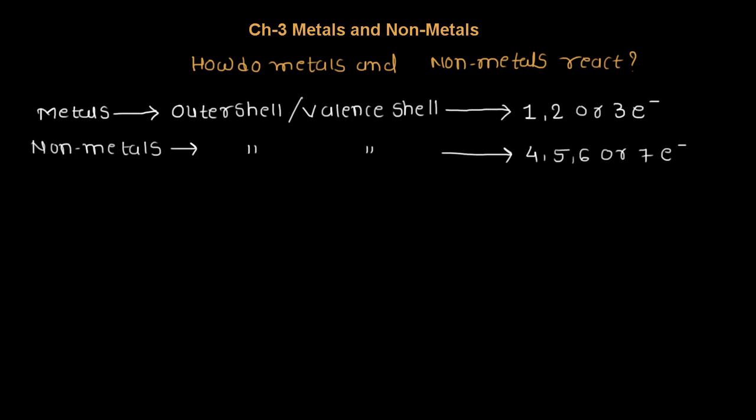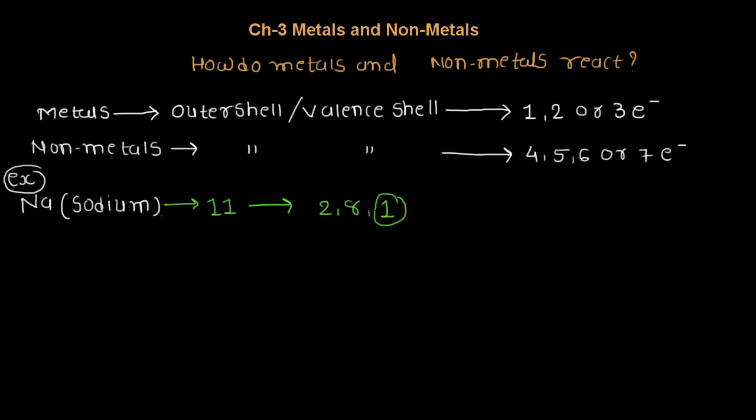For example, let us take an element, sodium. Its symbol is Na. We all know the atomic number of sodium is 11. Its electron configuration will be 2, 8, 1. Now you can see there is only one electron in its valence cell, so it is a metal. Sodium is a metal.